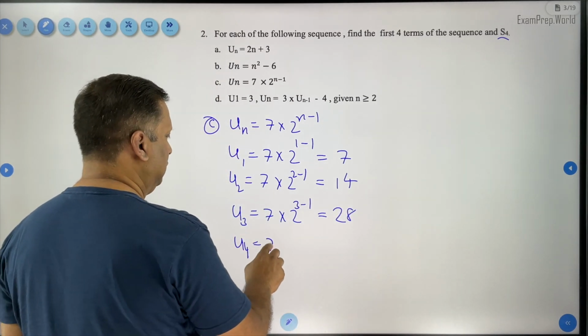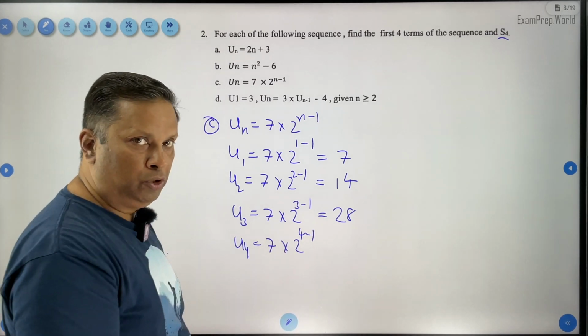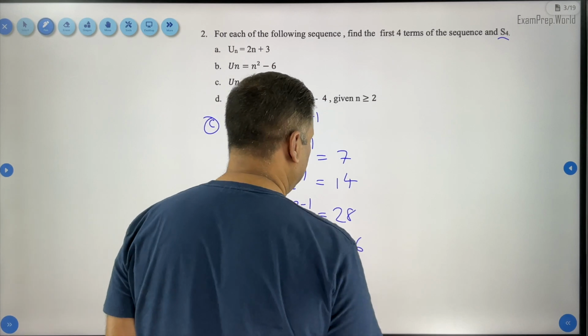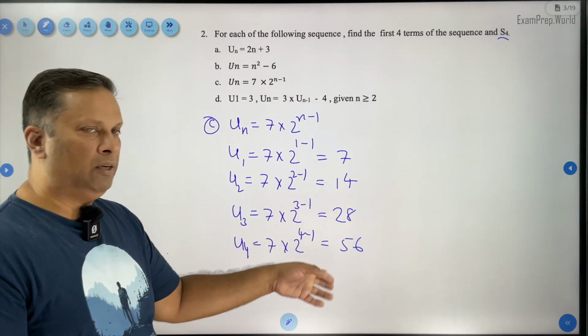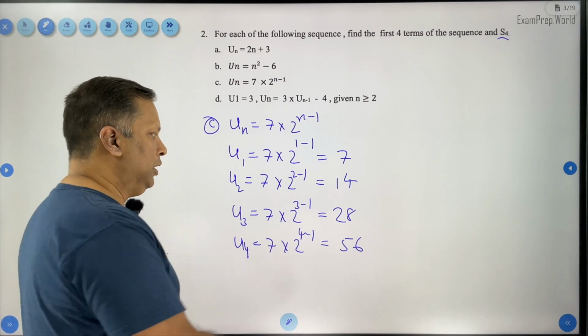u4: 7 times 2 to the power 4 minus 1. So 4 minus 1 is 3, 2 cubed, which is 8. 8 times 7 is 56. Okay, so see, it is doubling up. What sequence did you get? It's a geometric sequence. Now you just have to add them.